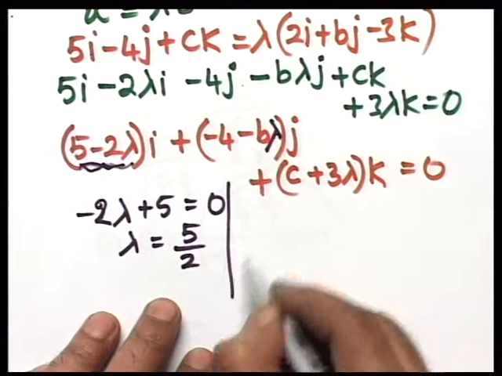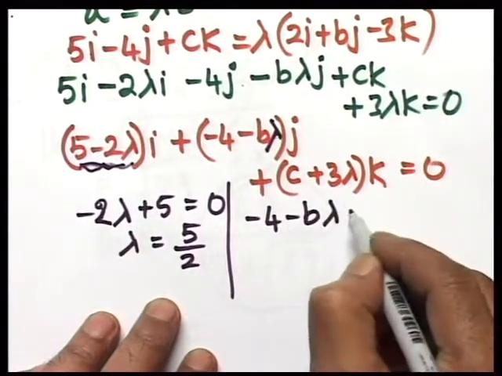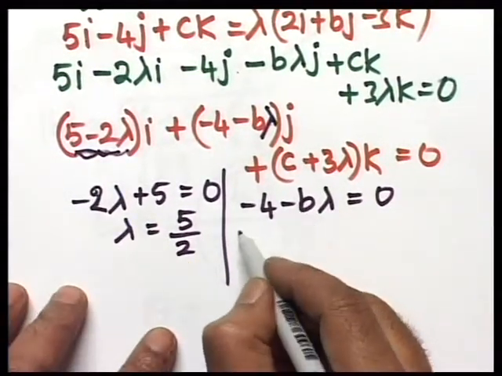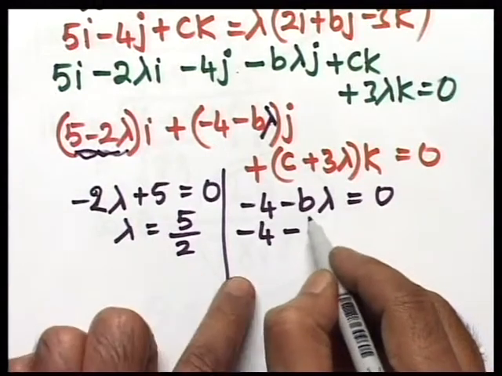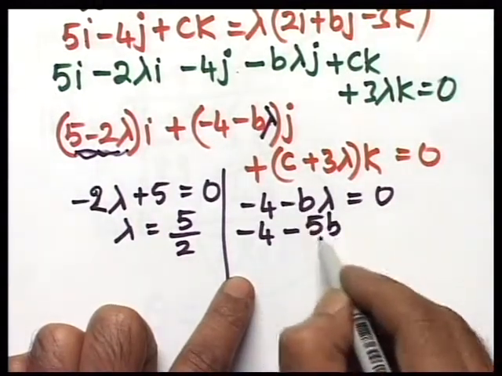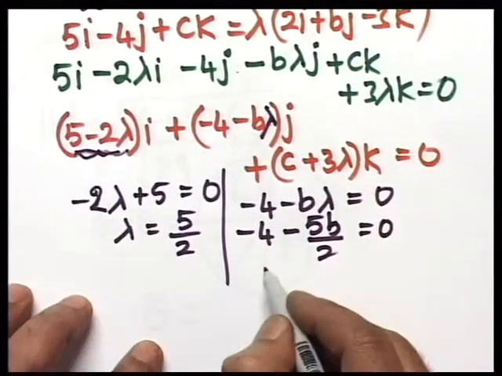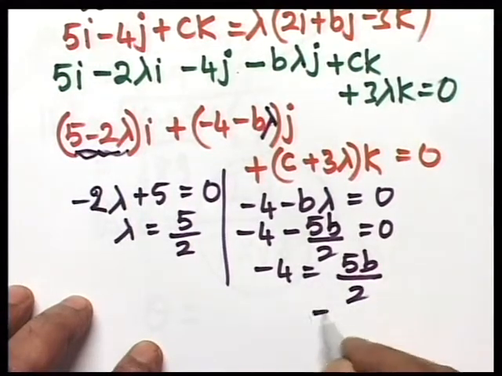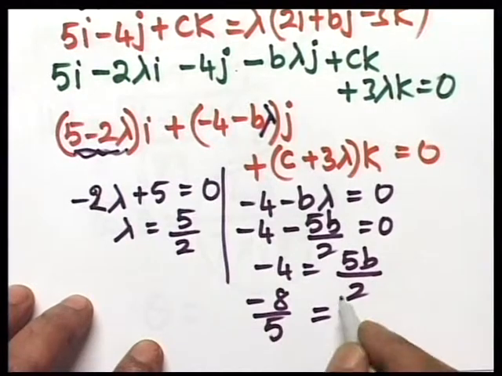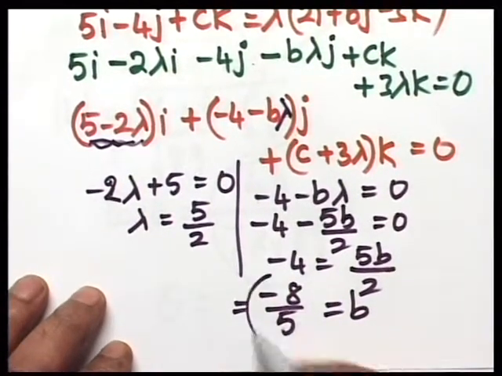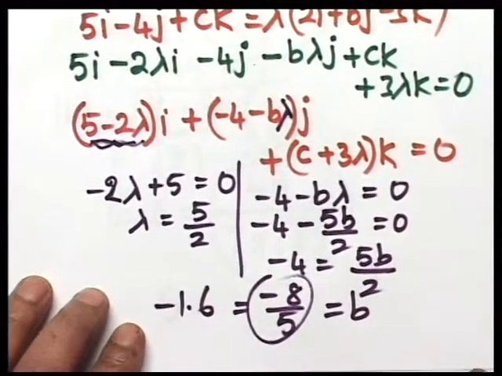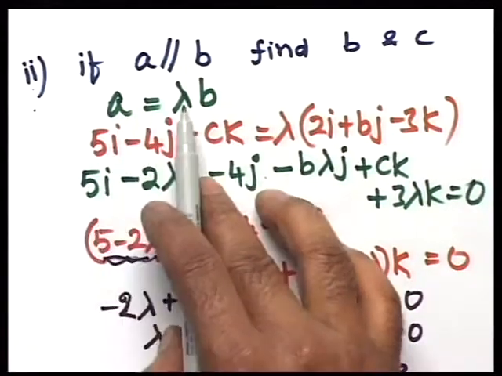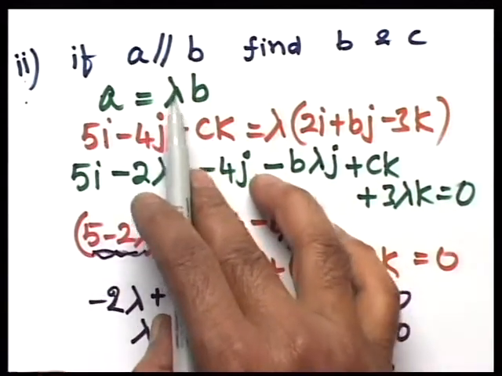So it's a minus 4 minus b lambda is equals to 0, and lambda value we can substitute and find b. Minus 4 minus 5b divided by 2 equals to 0. Transfer that there. So we have minus 4 equals to 5b divided by 2, which is minus 8 divided by 5. And the value of b, we can leave it like that, or minus 1.6.